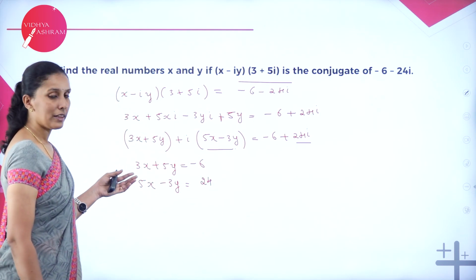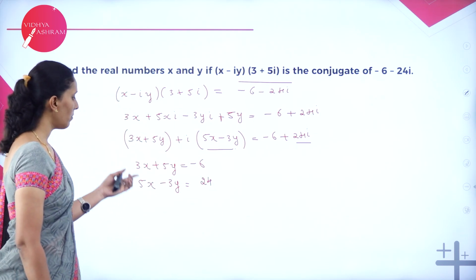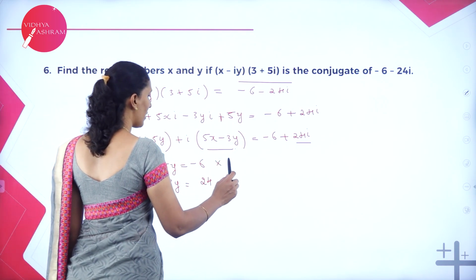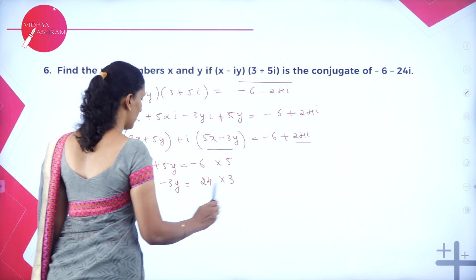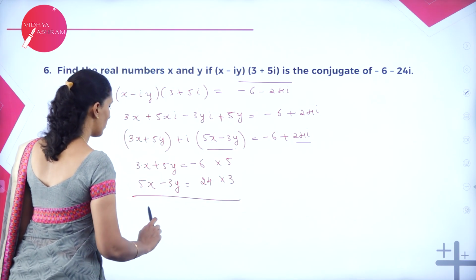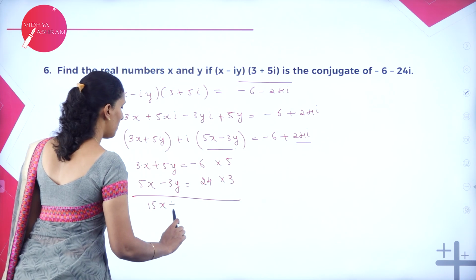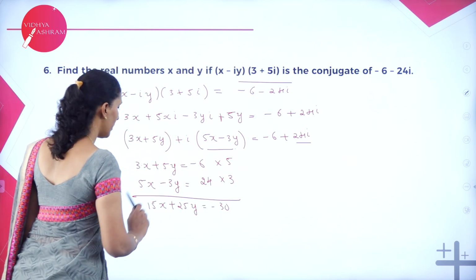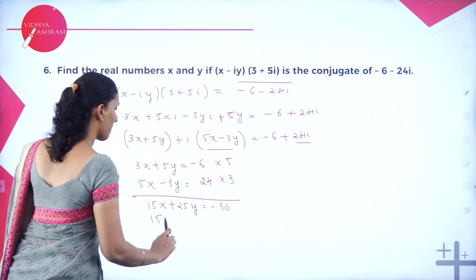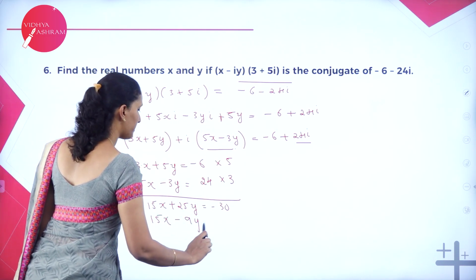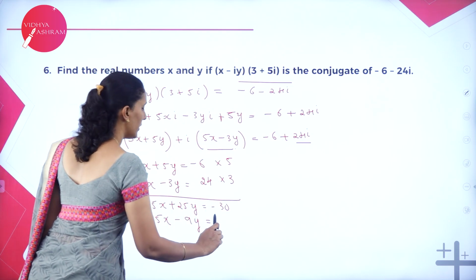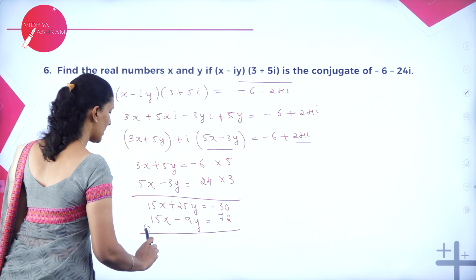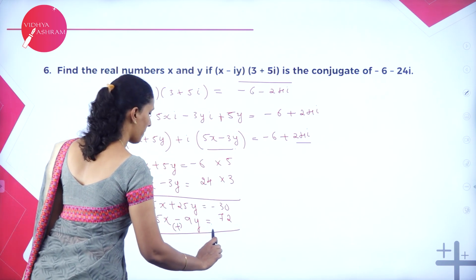Now to solve it as simultaneous linear equations, make one of the coefficients common. So I'll multiply by 5 here, and I'll multiply by 3 here. So what happens? 5 threes are 15x plus 25y is equal to minus 30. And here it becomes 15x again, minus 9y is equal to 72. Subtract it, change the sign and subtract.